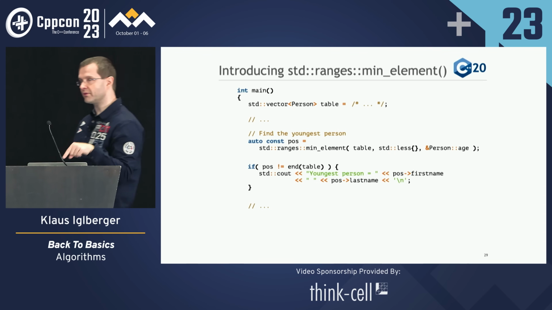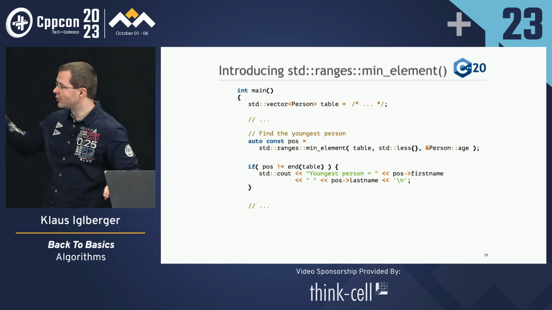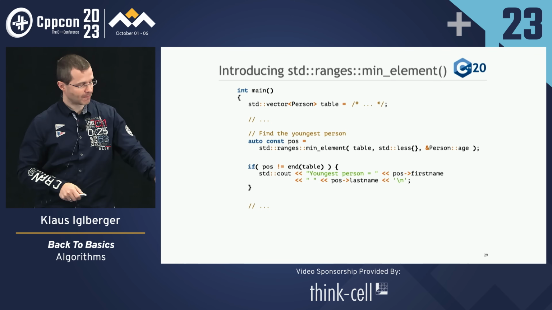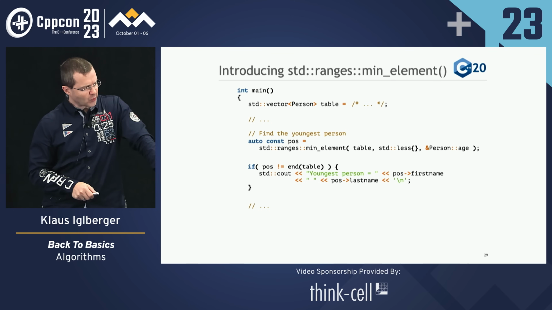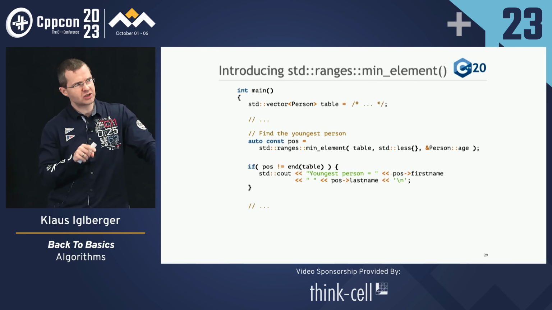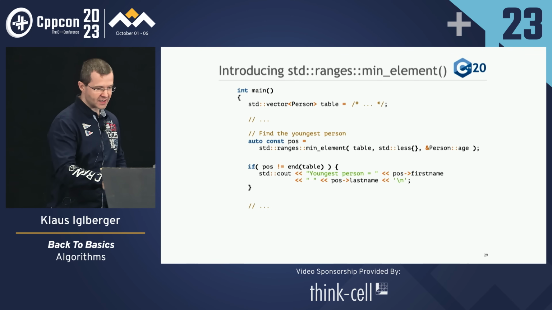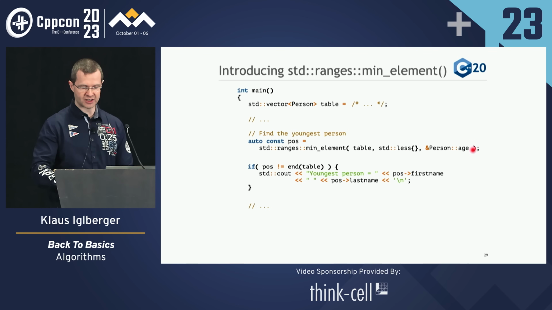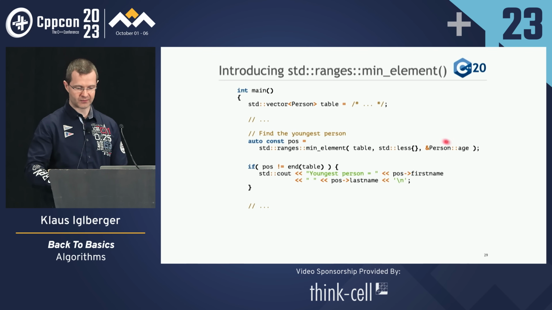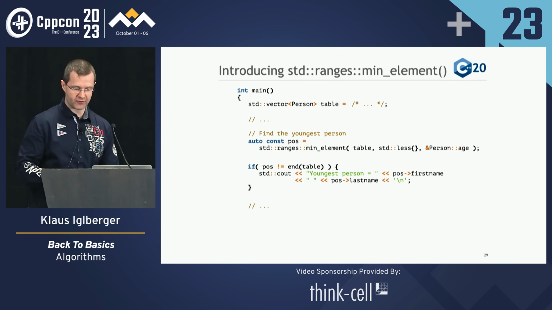Exactly the thing that didn't work before, because I'm now also throwing in one of these projections. I don't want to compare persons as persons, I actually want to compare the age value of a person. And so all I'm now doing is projecting persons onto their age value with this. So you basically, at this point, provide a pointer to member.